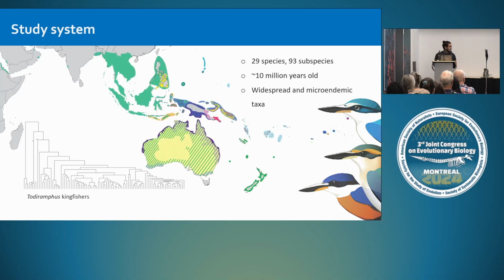For that, I've been working at UNM with the genus Todiramphus, which has 29 species, 93 subspecies, and is a great speciator. They are distributed from the Red Sea towards French Polynesia, and they are quite diverse in terms of distribution. Some species are widespread, and some are only found in tiny, tiny islands in the Pacific.